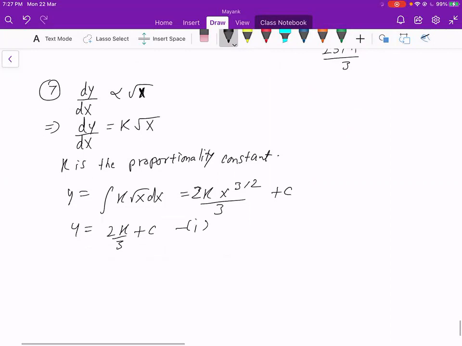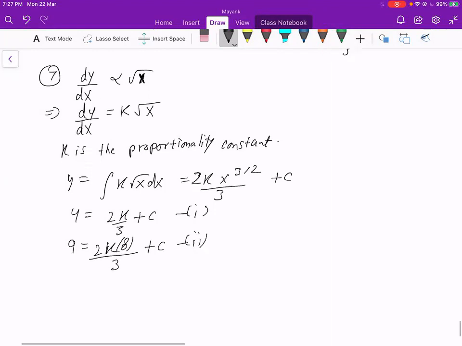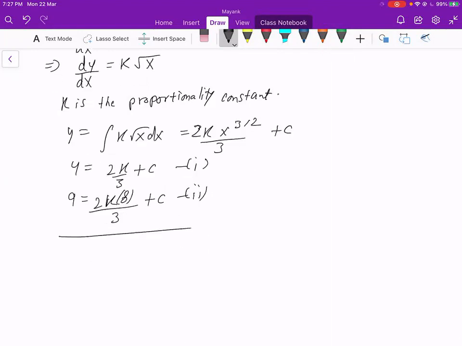And the second one is y equal to 9 when x equal to 4. So then we put the value of x as 4. Root of 4 cubed, that is 8, by 3 plus c. So that will give you two equations and two variables. Could you solve this and tell me the values, please?